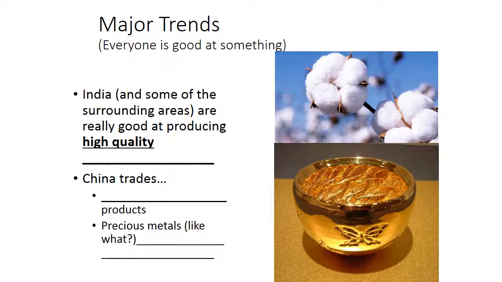So major trends to look at is that everyone has a specialty. Everyone's good at something. So India and the surrounding areas are really good at producing high quality cotton textiles, especially in bright colors. Right? And China trades more specialty items or fine goods, including precious metals like gold. So China has porcelain, which are like fine dishes, and gems, and gold.